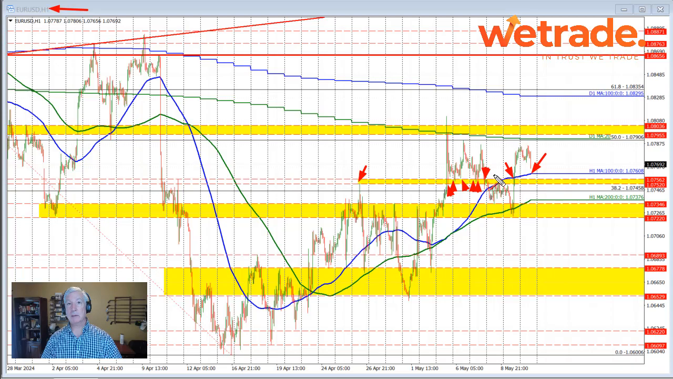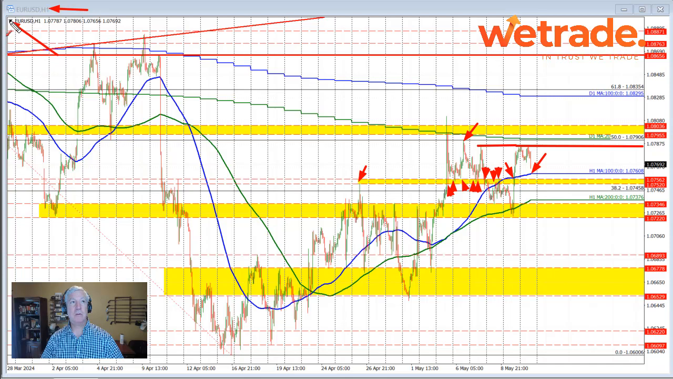Then we moved back to using the level as resistance here before breaking to the upside and trading yesterday and pushing higher. The high price that we saw today, in the Asian session, was near the high price that we just saw in the European session. And if I extend this line a little bit further, it's near this price high from Tuesday's trade.